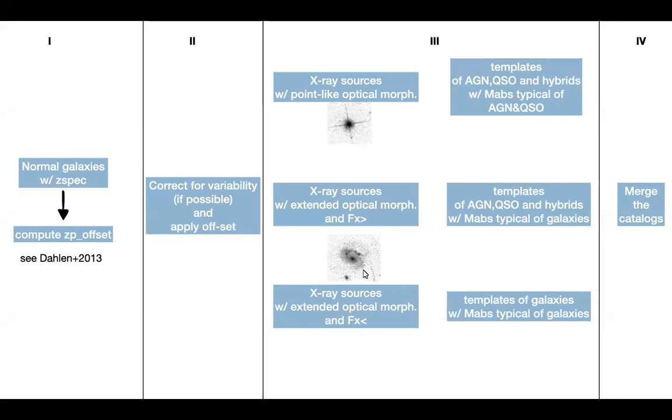And then I have the third group, which are still extended sources, and the X-ray luminosity is extremely limited. These objects are definitely dominated by the host galaxy, and that's why I'm using the same templates that were used when I computed the 0-point offset. And then at the end, I merge the catalog. So this is the recipe that I am using. And then I can go on each of these ingredients and see how I choose my threshold, my structure.